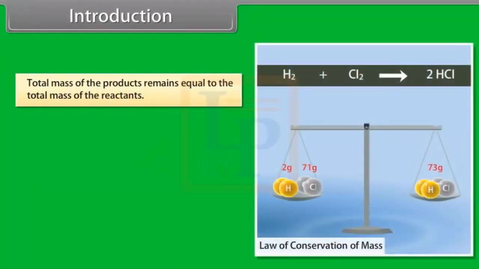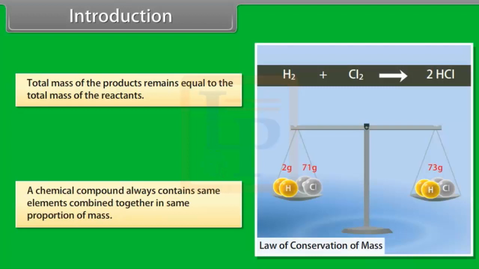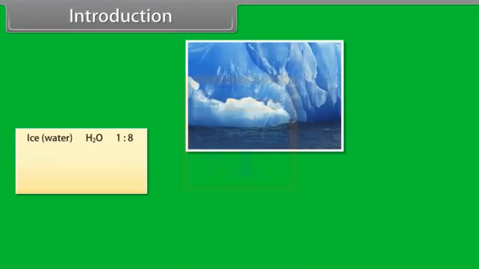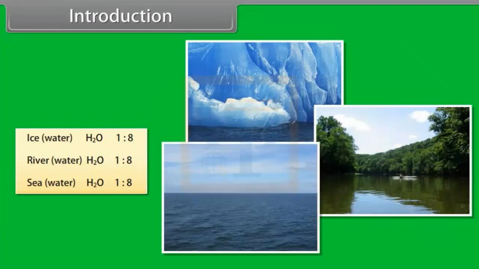Total mass of the products remains equal to the total mass of the reactants. H2 plus Cl2 gives 2HCl. A chemical compound always contains the same elements combined together in the same proportion of mass. Ice H2O, 1:8. River H2O, 1:8. Sea H2O, 1:8.